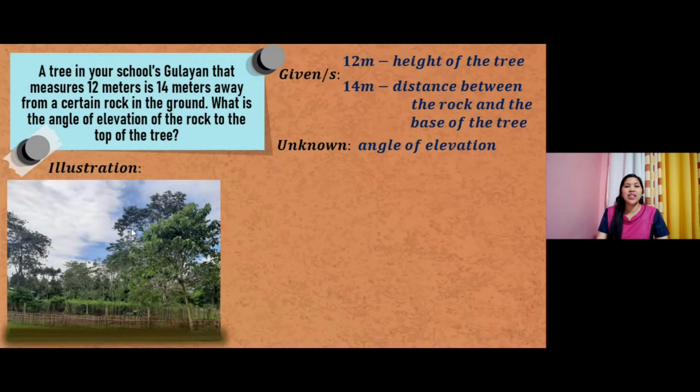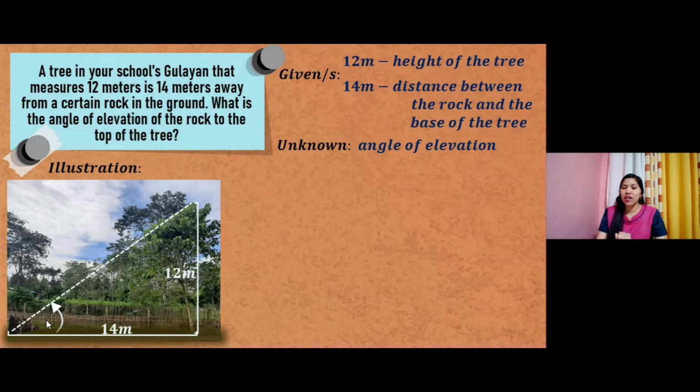So suppose that this is your tree on your gulayan ng paaralan. So accordingly, the height of the tree, that is 12 meters. And there is this rock that is away from the base of the tree. So suppose that this is the rock here. And we know, based on the condition, the distance from the rock to the base of the tree, that is 14 meters. And we are asked to find the angle of elevation from this rock to the top of the tree. So this angle here.